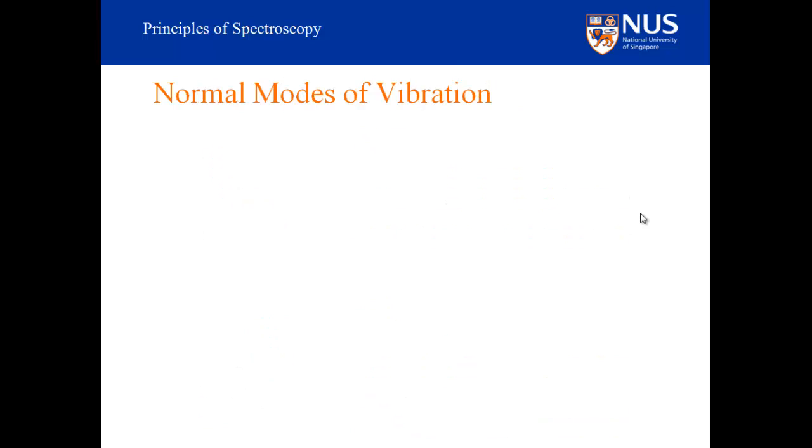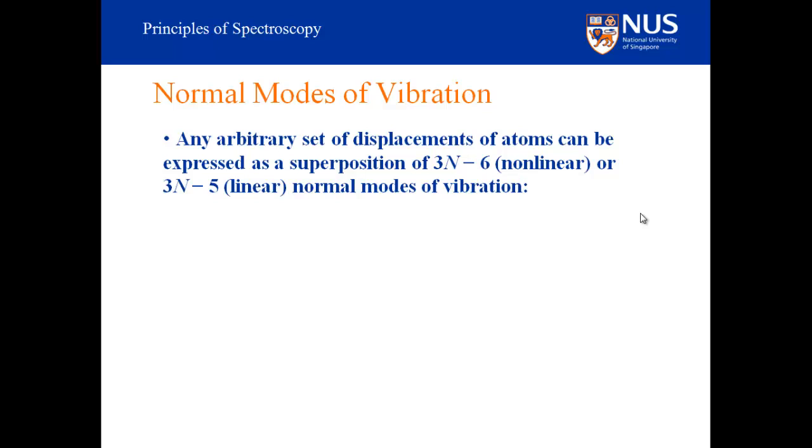Before we continue, we need to formally define what we mean by normal modes of vibration. Any arbitrary set of displacements of atoms can be expressed as a superposition of 3n minus 6 normal modes of vibration in the case of a nonlinear molecule, and 3n minus 5 in the case of a linear molecule.